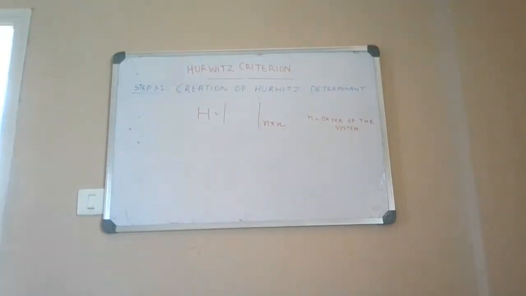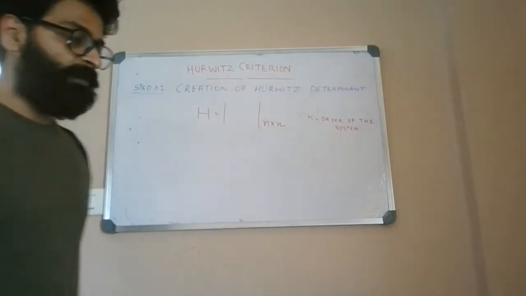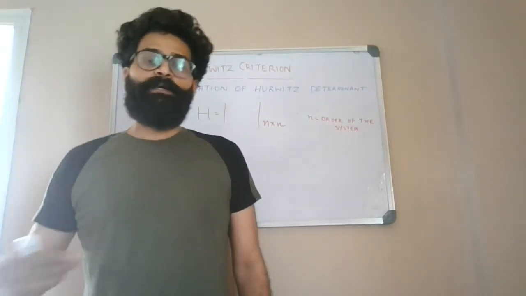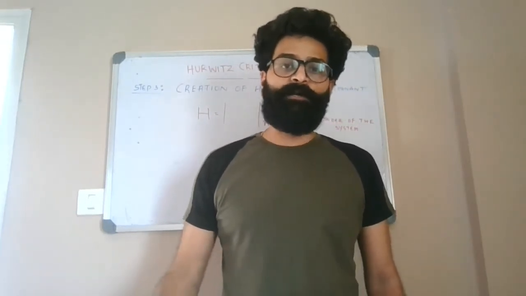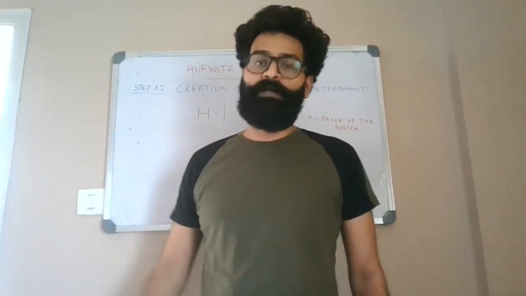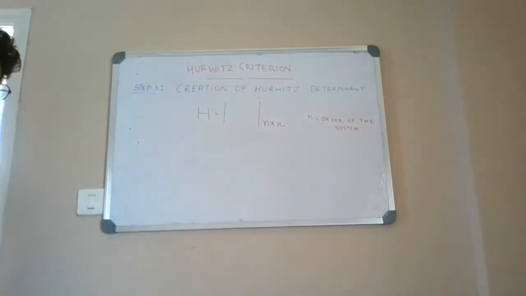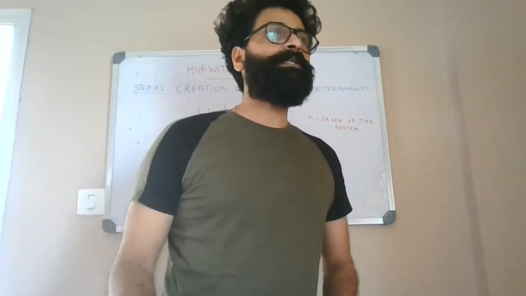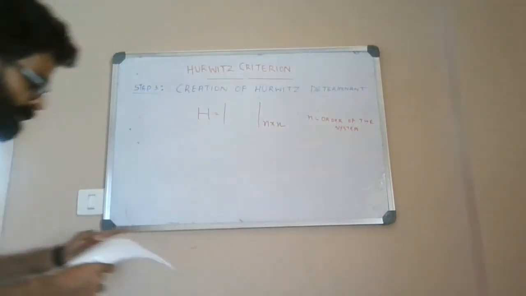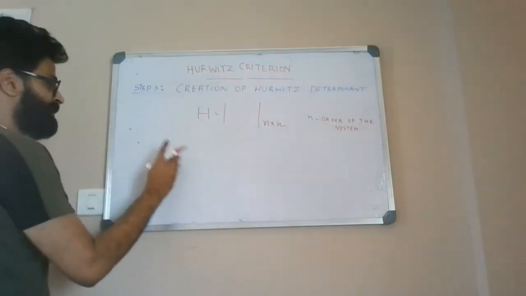Alright, where n is the order of the system. Now, suppose the order is n, then the dimension of the Hurwitz determinant will be n cross n. If you have a third order system, then it would be 3 cross 3. So a 3 cross 3 determinant you are going to get if the order is 3.